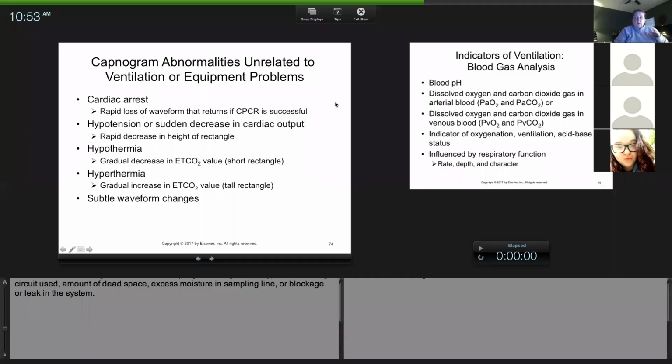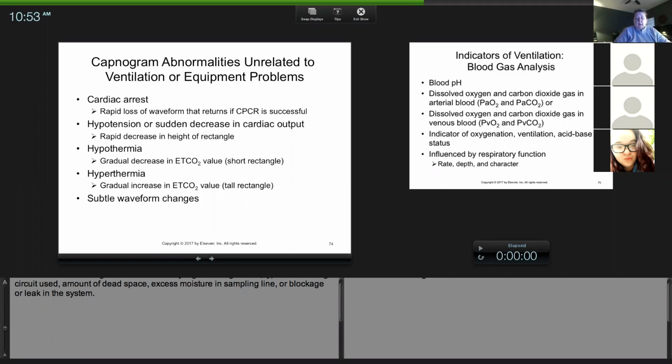Okay, so I just wanted to pick up, obviously when you look at a capnograph or when you do end tidal CO2, which is called capnography, you're assessing CO2 levels during inhalation and exhalation. 35 to 45 is normal exhale that you need to know. Inhaled should only be 0 to 2. You need to know that as well.